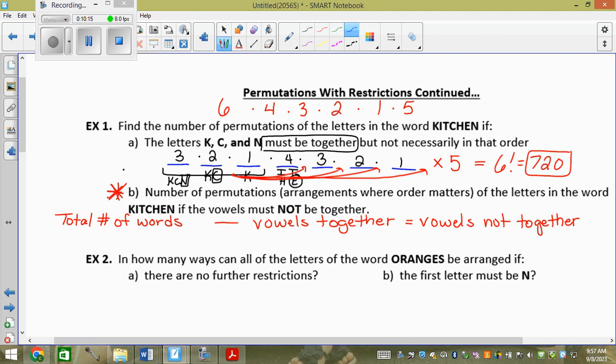Right? So if I just want to rearrange kitchen, I have no rules, no restrictions, no nothing. How many letters are in kitchen? Seven. So I could show it this way. How many letters would I have for the first blank? Seven. Then? Six. Then? Five. Then? Then? Then? Two. Then? So if I want to know how many words I can make out of a word, I literally just find out how many letters and factorial it, right? So I could just write 7 factorial instead, which is 5,040.